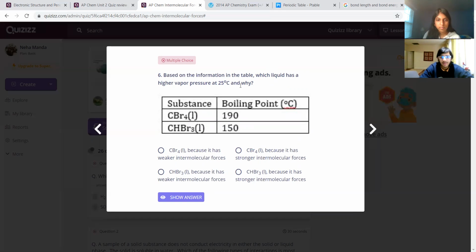Okay. Which liquid has a higher vapor pressure at 25 degrees Celsius and why? Okay, vapor pressure. Higher vapor pressure means that it was able to boil more easily, right? Which means a lower boiling point, I would think. So CHBr3 would be the answer, and it's because it has weaker intermolecular forces than CBr4, I would say. Oh wait, that's wrong. I'm so sorry. It's the other way around because CBr4 is the non-polar one, right?